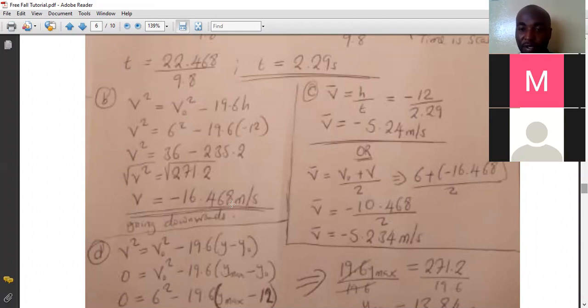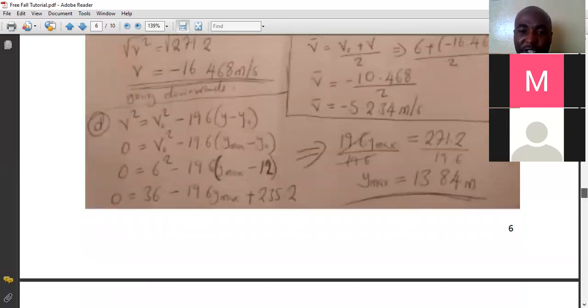Or if you want, you can say v naught plus v over 2. You just have initial velocity and final velocity. So it will be 6 plus negative 16.468, all of that over 2. So the answers are almost similar, except probably negative 5.24 versus negative 5.23. It's very much allowed because as we are working, especially with the quadratic, you saw that these are rounded off values. So it's very allowed that you can miss by a single decimal in the hundredth.